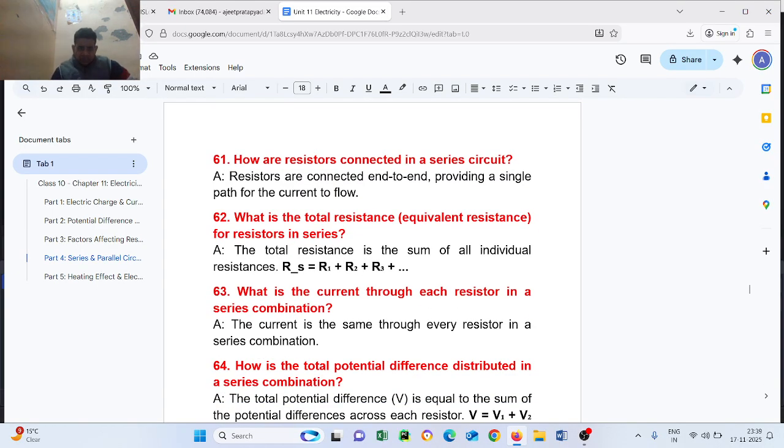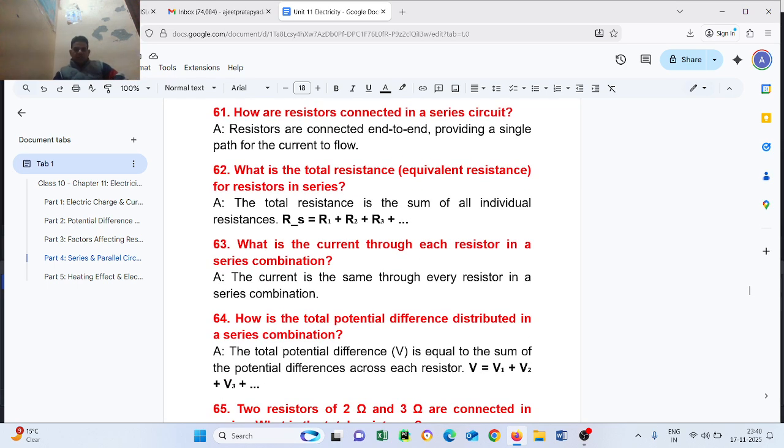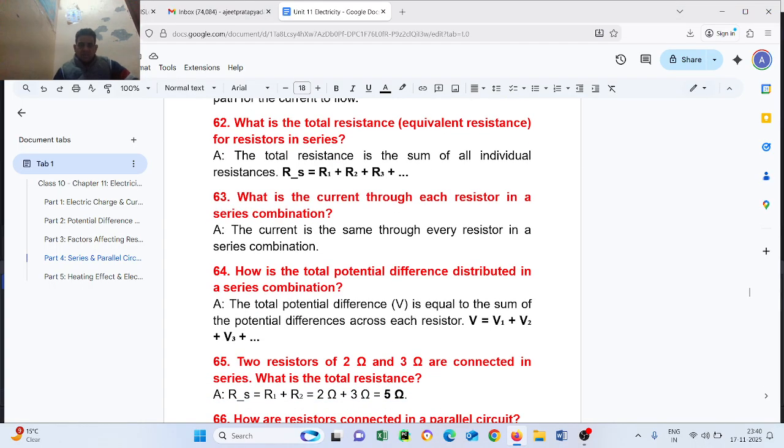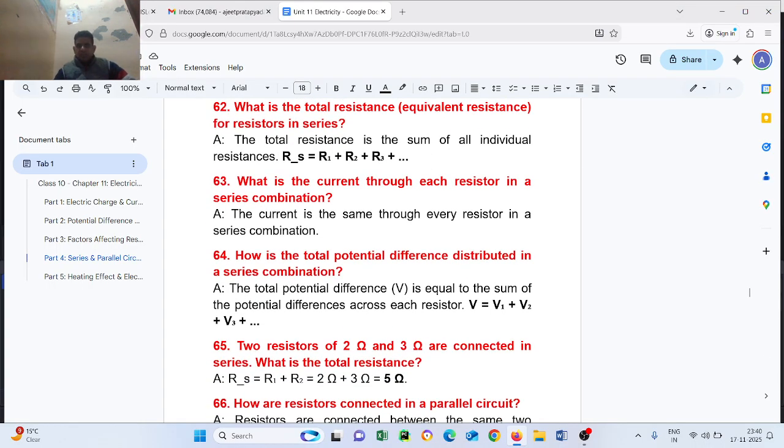Question number 63. What is the current through each resistor in a series combination? The current is the same through every resistor in a series combination. Question number 64. How is the total potential difference distributed in a series combination? The total potential difference V is equal to the sum of the potential differences across each resistor. V equal to V1 plus V2 plus V3 and so on.